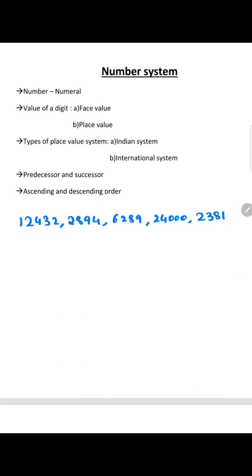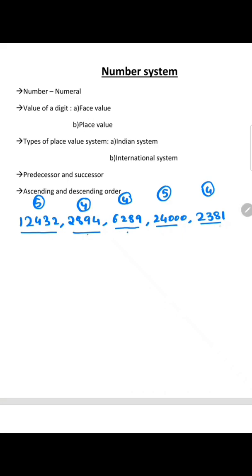Now, let us see the ascending order of these numbers. First, as I told you, you should see the number of digits it has. The first number has 5 digits. The second number has 4 digits. The third number has 4 digits. The fourth number has 5 digits. The fifth number has 4 digits. So, we need to consider the 4 digit numbers first.